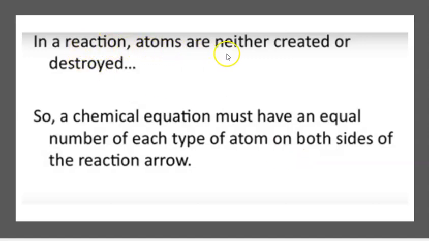In a reaction, atoms are neither created nor destroyed. So, a chemical equation must have an equal number of each type of atom on both sides of the reaction arrow.